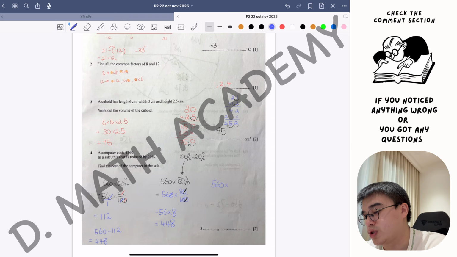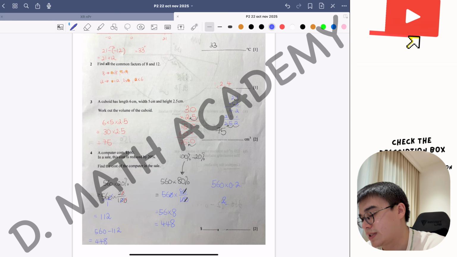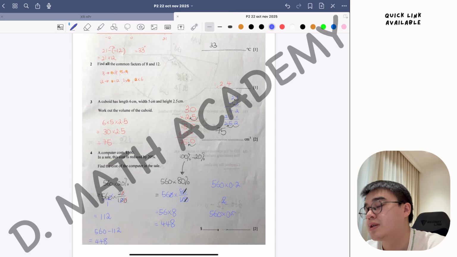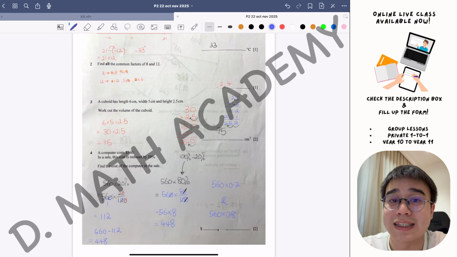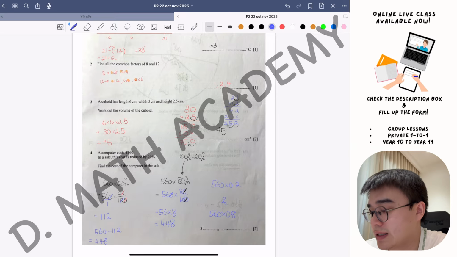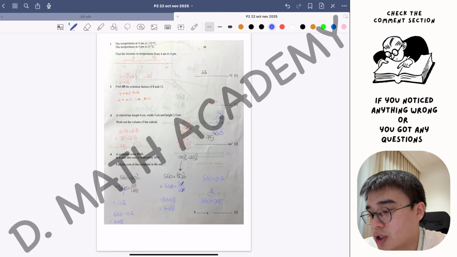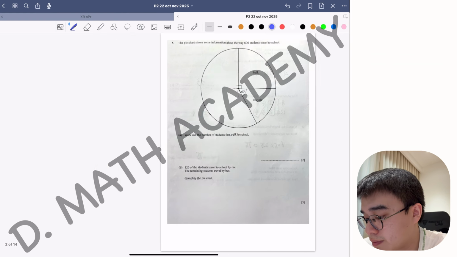If you know 20% means 0.2, your 560 can also immediately be multiplied by 0.8. The 0.8 basically represents the 80% earlier. So it's totally up to you. There's no right or wrong on which strategy you take to solve the question.